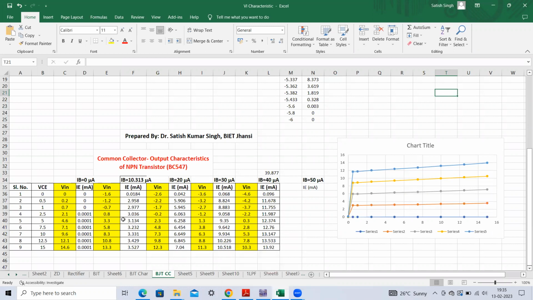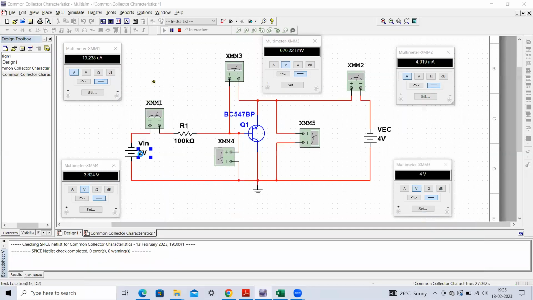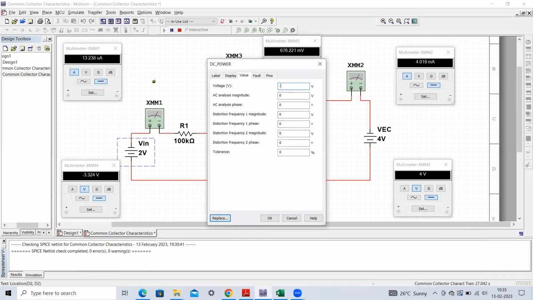I'll be taking this one. I'm making IB equals 10.313 microamperes. First I have to set this particular value, IB equals 10.313 microamperes. To make this IB equal to 10.313 microamperes, first I have to set V in equal to -1.6 volt. So I'm just making this value equal to -1.6 volt. This value is -1.6.